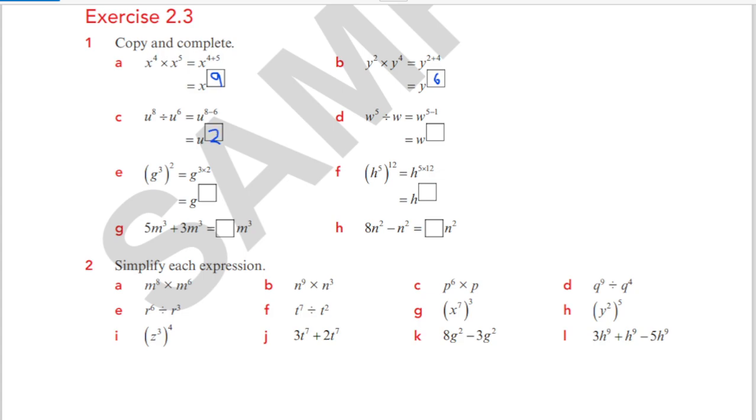Whenever there is a division sign, we will subtract, 5 minus 1. Whenever there is no power, we assume that there is always 1. So 5 minus 1 is 4. Now where there is a bracket, we will multiply the powers: 3 times 6, and 5 times 12 is 60.